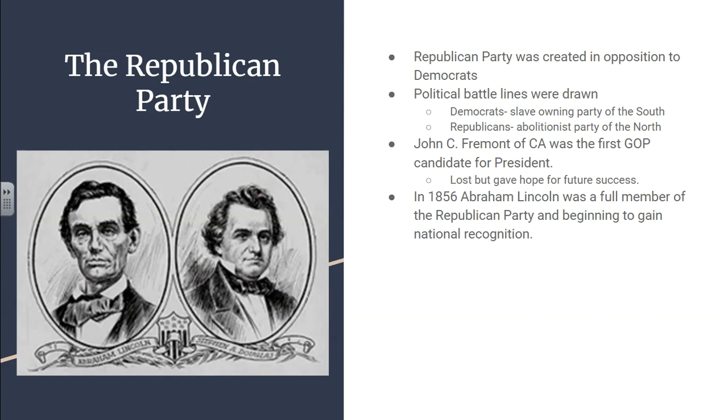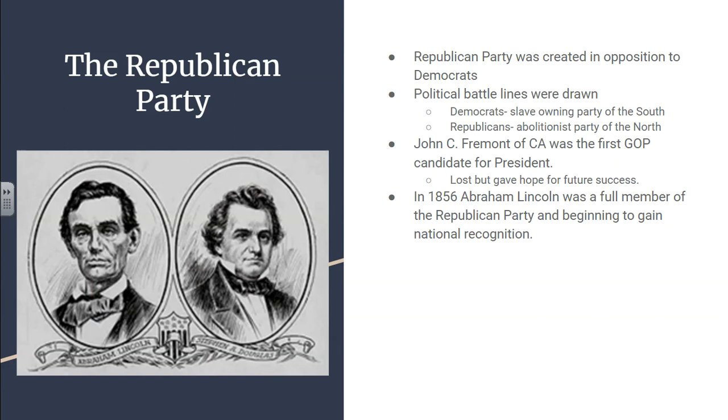The first Republican candidate for president, oddly enough, is a Californian. John C. Fremont of California is the first candidate. He loses, but the Republicans kind of view the loss as a successful failure in that they did rather well, actually, considering the fact that they were a new political party.